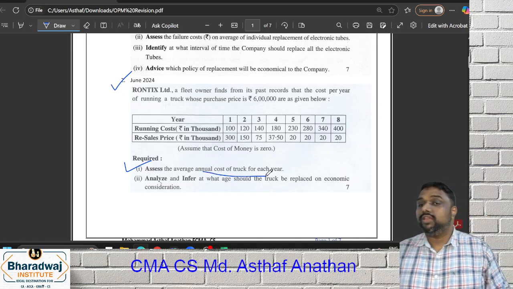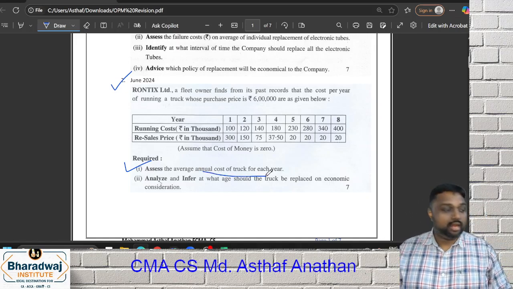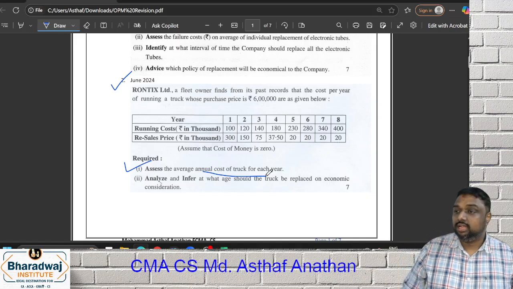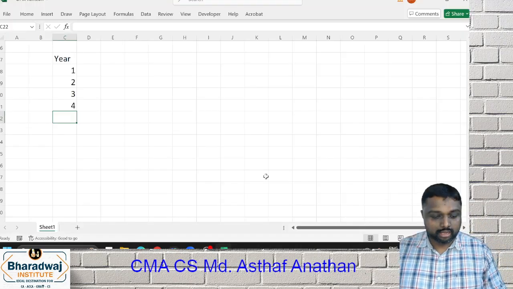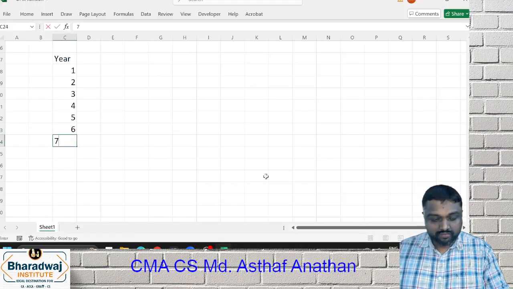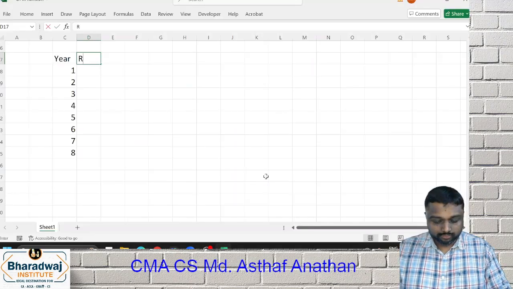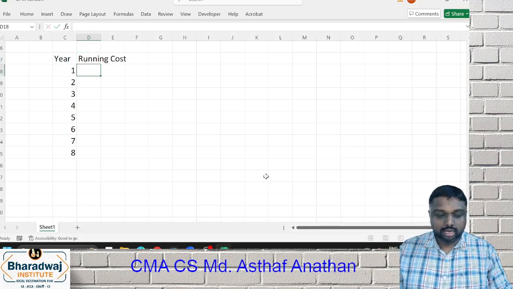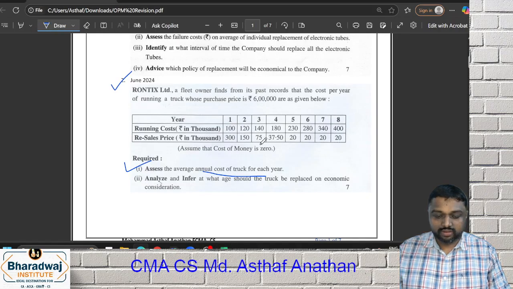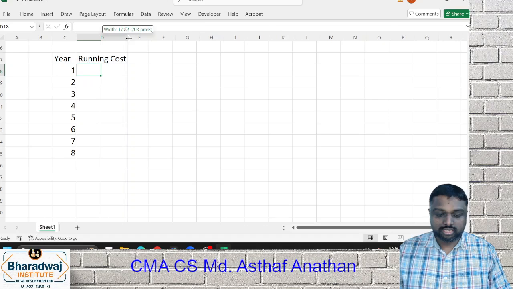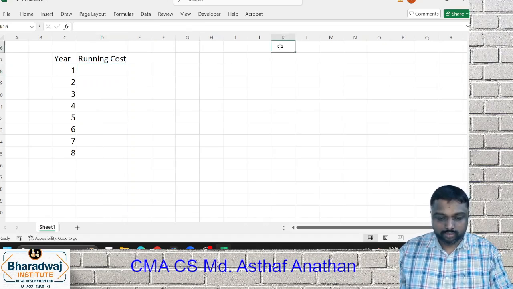See, in the regular class, we have learned that we can do one shortcut: after a year, cost will decrease. But you can't do any shortcut here because they're asking for every year. So you have to do up to the 8th year. First we have to go for what? Running cost. The question is in thousands, so we'll also go with thousands.